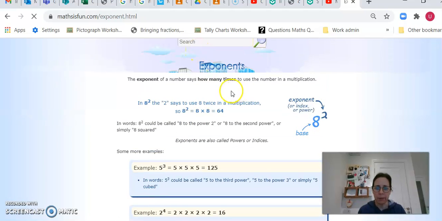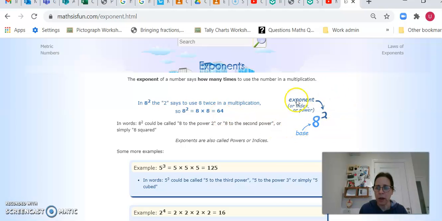Okay, exponents. Okay, powers, orders, to the power of, indices, all cover the same thing. The exponent of a number says how many times to use the number in a multiplication. Okay, so in 8 to the power of 2, as I would normally call it, or 8 squared, the 2 says to use 8 twice in the multiplication. So 8 to the power of 2, or 8 squared, equals 8 times 8, 64.